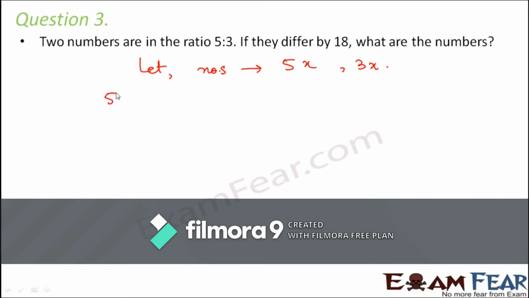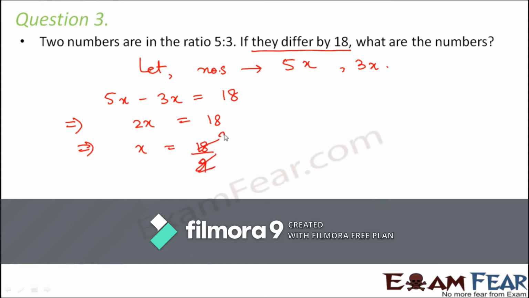Now as per the question, they differ by 18. That means their difference, 5x minus 3x, is equal to 18. So this is our equation. So from this we get 2x is equal to 18, or we can say x is equal to 18 divided by 2. So 2 9s are 18, so x is equal to 9. Therefore, the numbers would be 5x, that is 5 into 9, which is 45. And the other number would be 3x, that is 3 into 9, which is 27. So 45 and 27 are the two numbers.